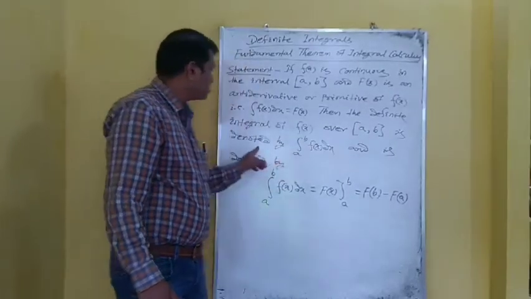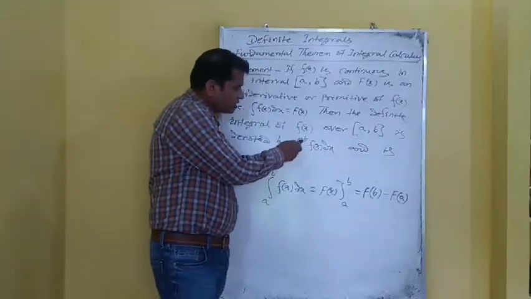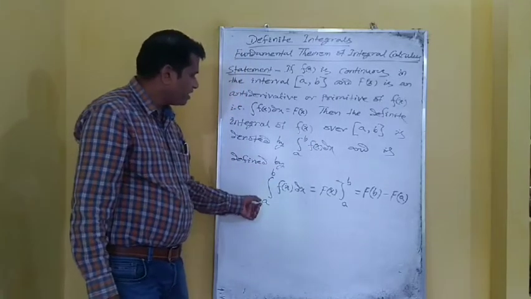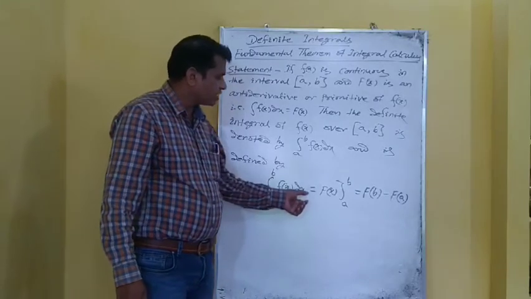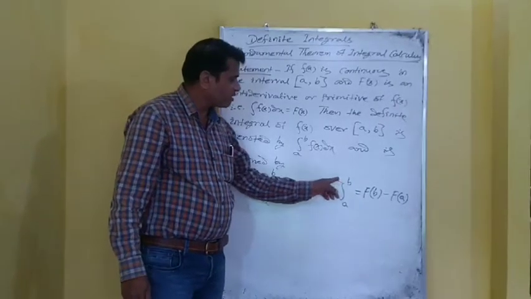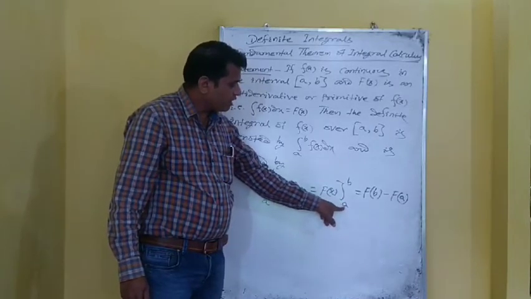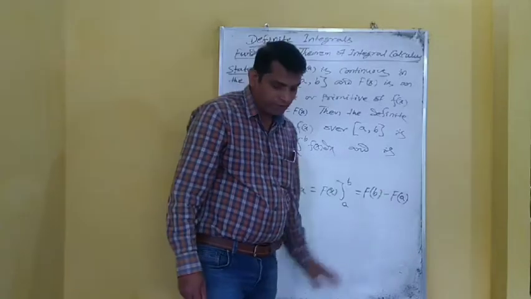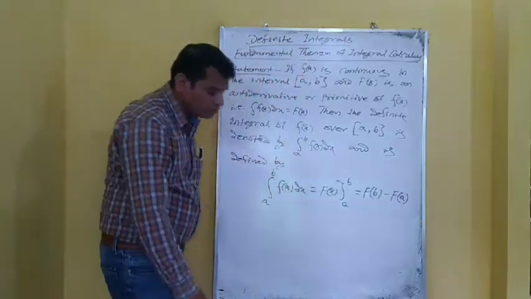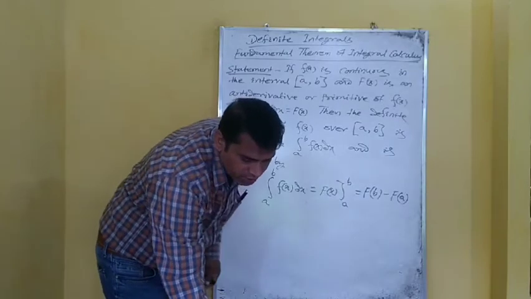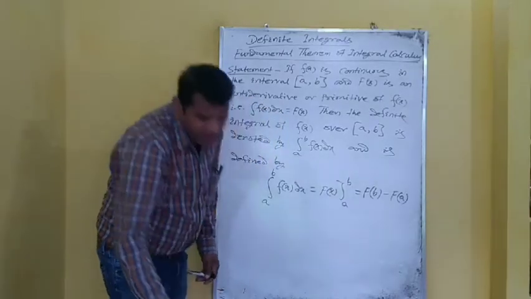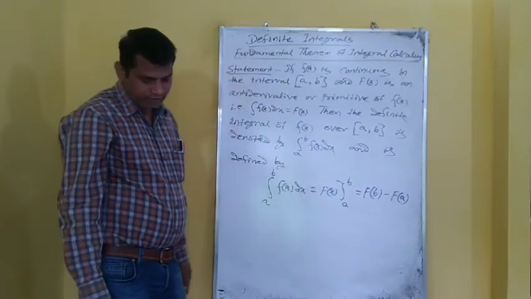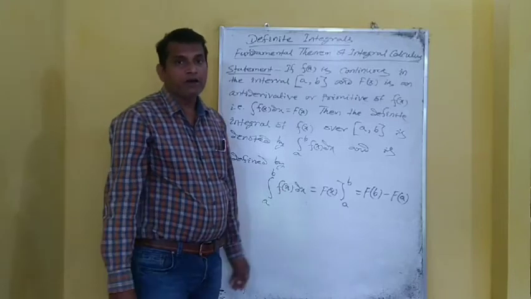then the definite integral of f(x) over the closed interval [a, b] is denoted by the integral from a to b of f(x) dx and is defined by the integral from a to b of f(x) dx equal to capital F(x) at x equal to a and x equal to b, that is equal to F(b) minus F(a). Here both small a and small b are called limits of integration, where a is called the lower limit and b is called the upper limit.